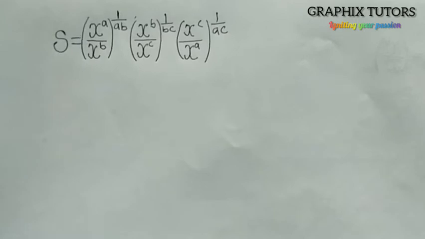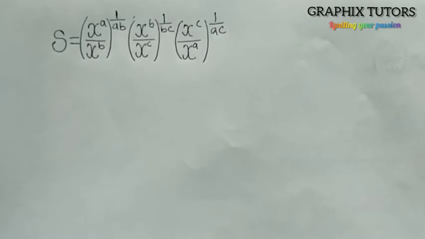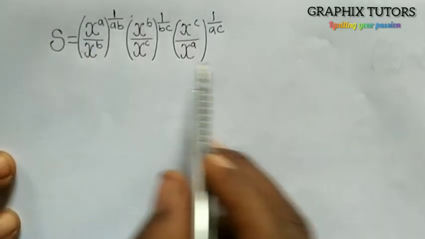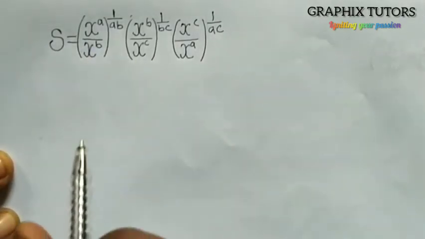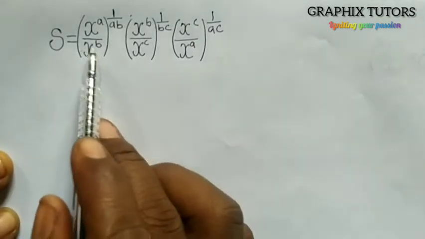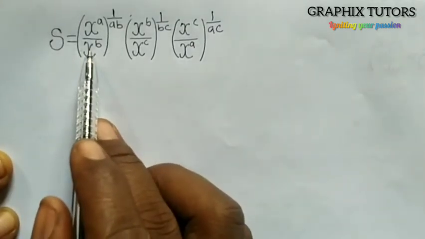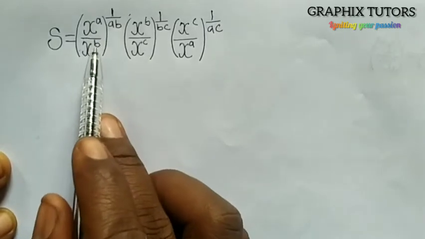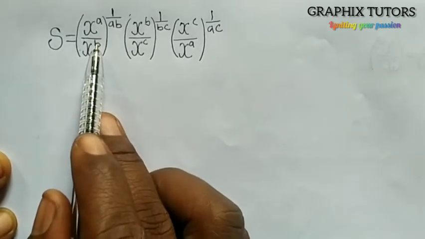Today we want to simplify this example in indices. Now this is how we are going to start. We are given x equals to this, right? And we know very well that whenever our x or a variable with a power is coming up, it will have a negative sign attached to it, right?